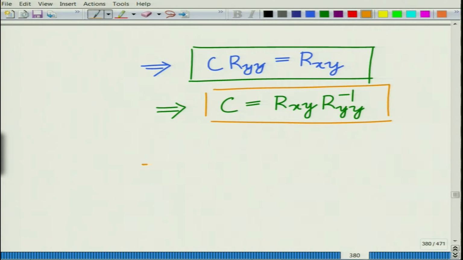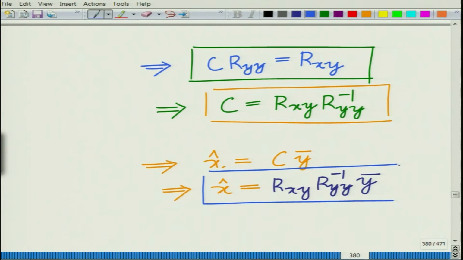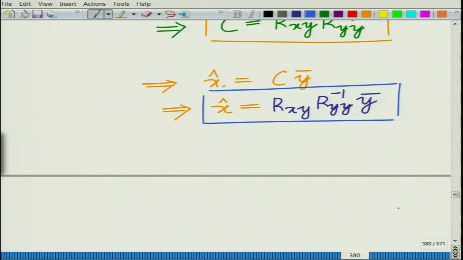And therefore, this implies now that X hat equals C y bar, which implies X hat, the best, that is the linear minimum mean square error estimate of X bar, is R_XY R_YY inverse into Y bar. This is the LMMSE estimate. So, it is a very simple structure.